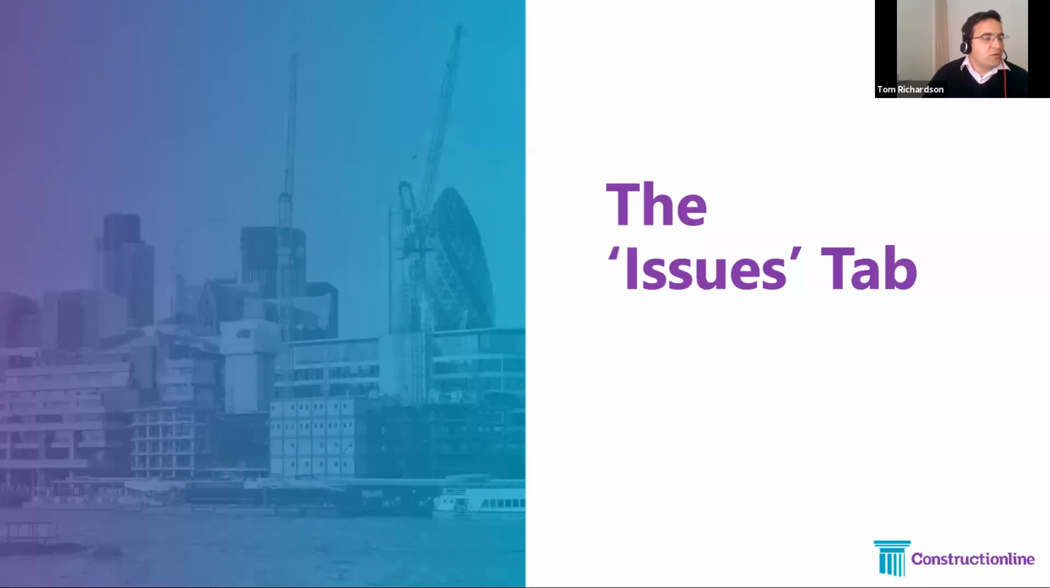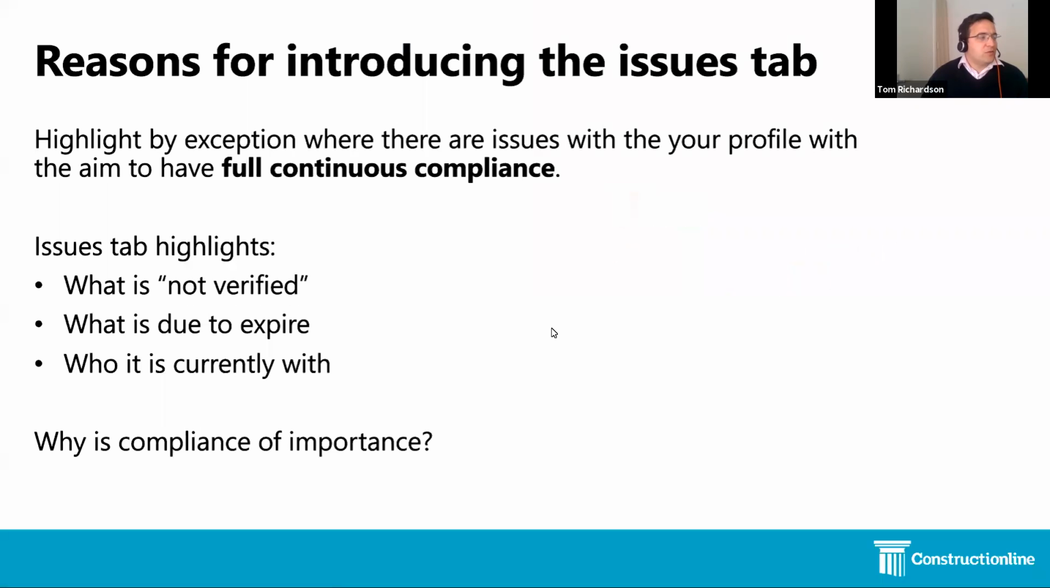So what we're going to do now is go through a bit of background as to what we've done in terms of the Issues tab, the reason for doing so, and some of the context behind it, and then we'll go into a demonstration where we can actually see it in action. So the first point to raise is the Issues tab is all about you trying to achieve as much continuous compliance as possible, so remaining in a verified state as much as possible.